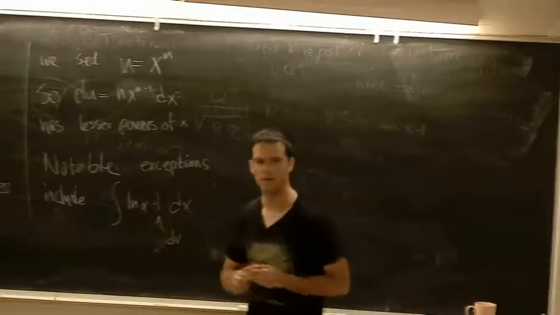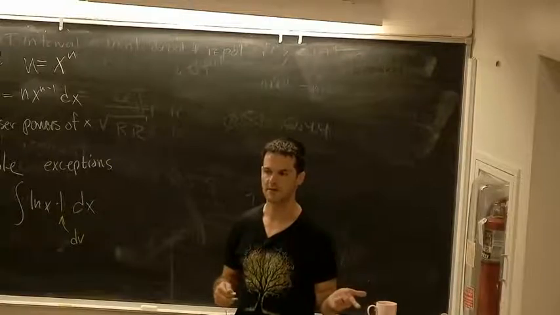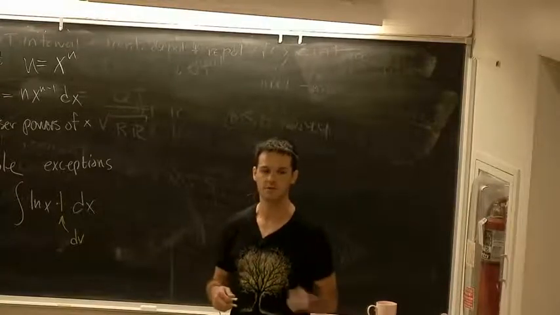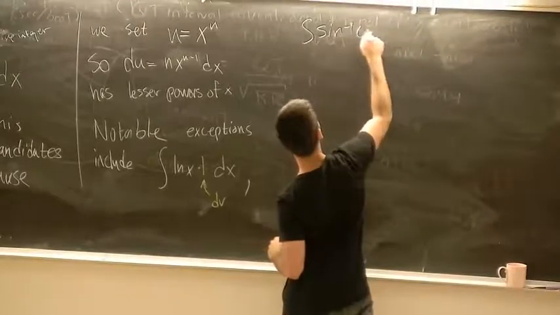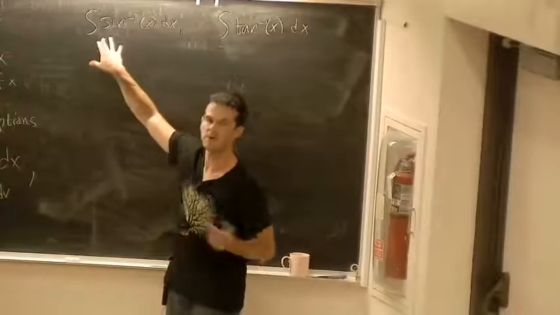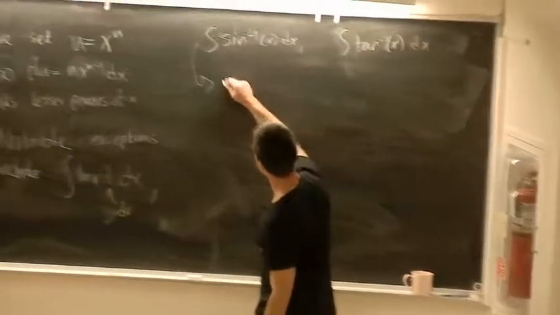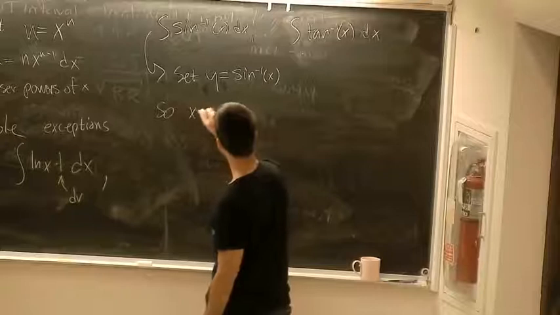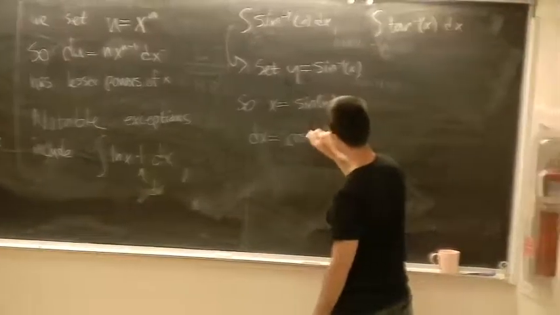Are there any other exceptions that anyone can think of? I had to look this up. I didn't know off the top of my head, but there are some other ones. I'd be impressed if anyone actually knew. So sine inverse and tan inverse both are other exceptions. For example, here's how I would do sine inverse: I would set y equal to sine inverse of x. So x is the sine of y. dx is cos y dy.